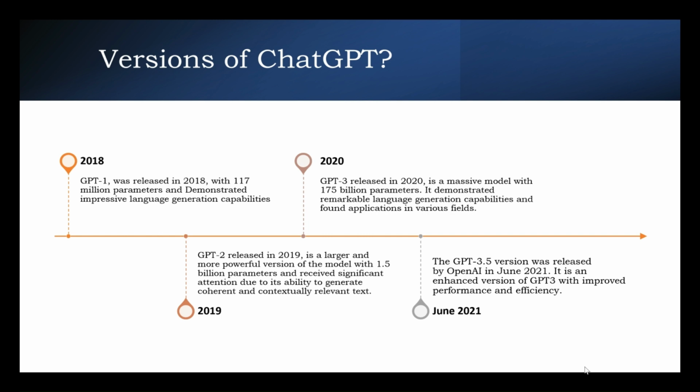In 2020, GPT-3 was released. It is a massive model with 175 billion parameters. It demonstrated remarkable language generation capabilities and found applications in various fields. They introduced applications in various fields. In June 2021, they released version 3.5 by OpenAI.